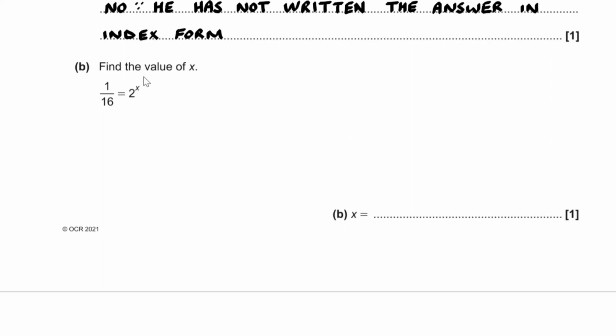For part B of the question, we have to find the value of x. We have 1/16 equals 2 to the x. Well, 1/16 we can write as 1 over 2 to the 4, and that's equal to 2 to the x. And if we rewrite the 1 over 2 to the 4 in index notation, that's the same as 2 to the minus 4. So we have 2 to the minus 4 equaling 2 to the x. And if we compare the indices, you can see x is equal to minus 4. So we have x equals minus 4.